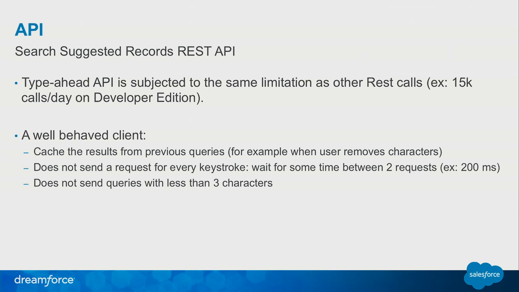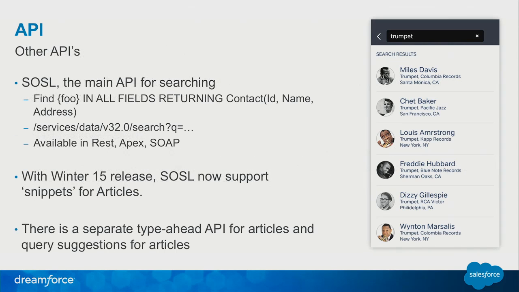So that was it for the type-ahead. Next one is the full text search. For this screen, we use SOSL. SOSL is the main API for searching. It has been there for a long time. It is available in REST, in Apex. It is available in SOAP.